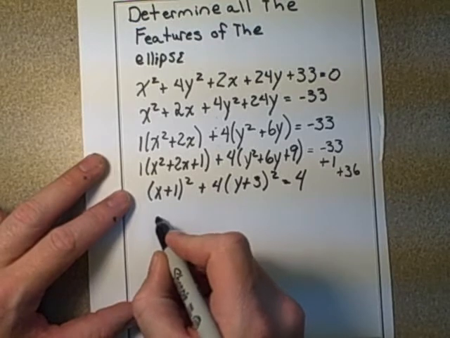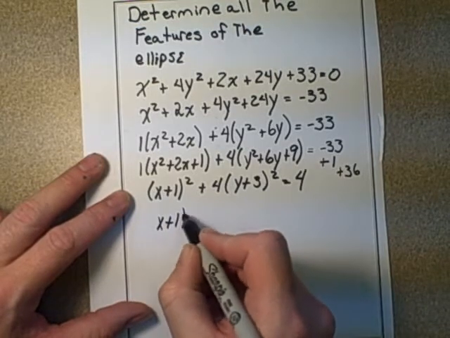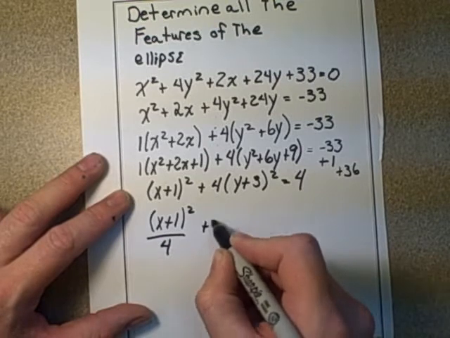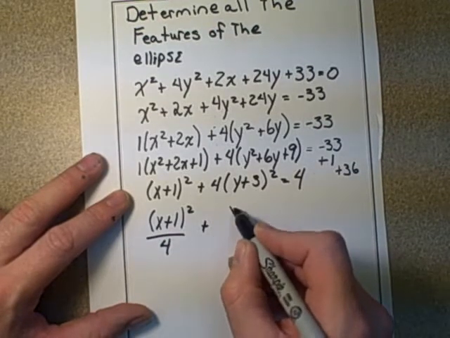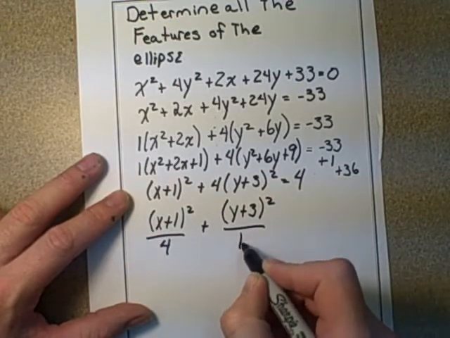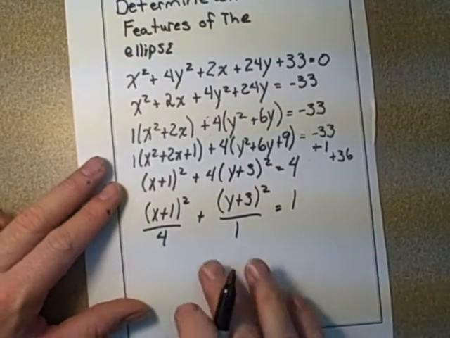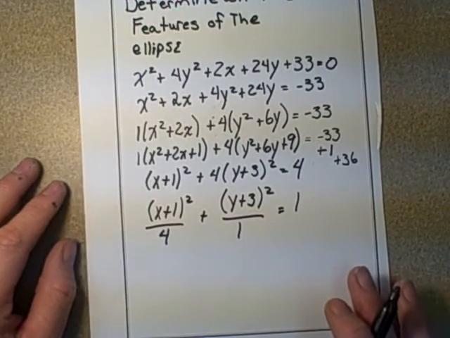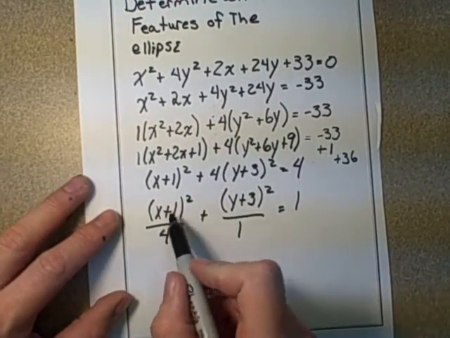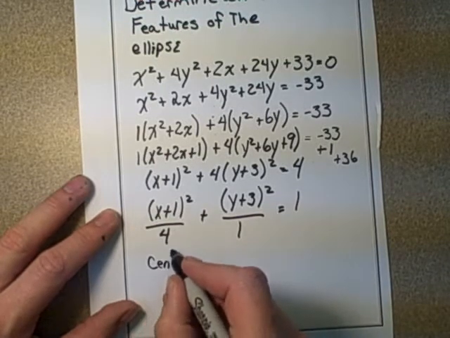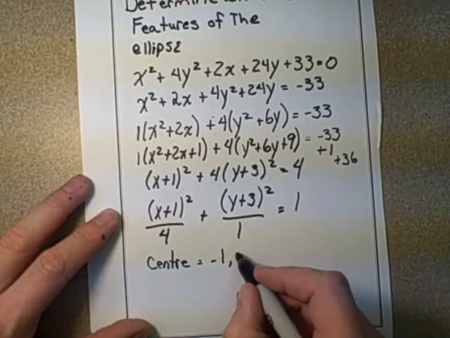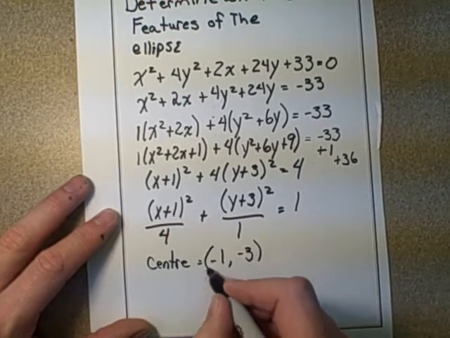So this would be (x plus 1) squared over 4, plus 4 divided by 4 is 1, so just (y plus 3) squared over 1 equals 1. Now we have our ellipse. So what are the features of our ellipse? Well, our center is equal to -1 and -3. H and K right there.